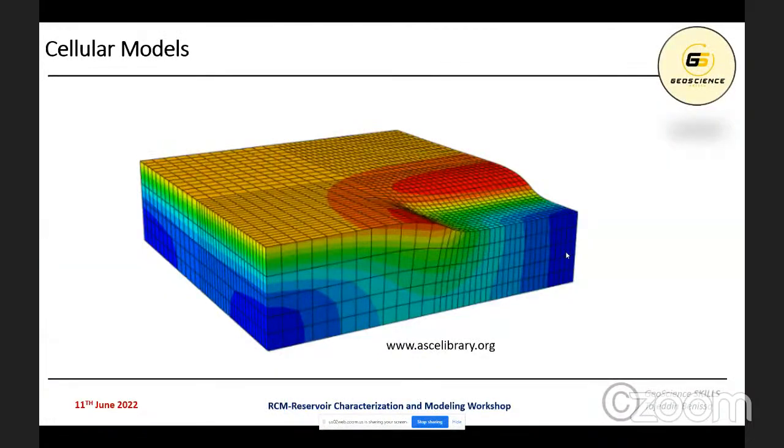So this is another example of cellular models. So you have cells distributed in 3D, in the X, Y and the Z direction.